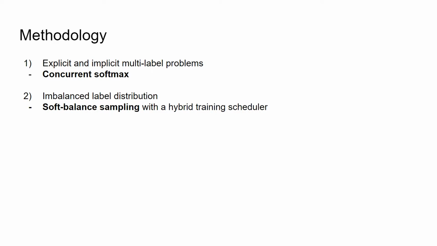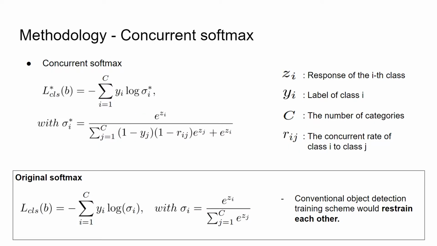The first one is the concurrent softmax for explicit and implicit multiple label problems, and the second one is soft balance sampling with a hybrid training scheduler for solving the imbalanced label distribution problem. First, the concurrent softmax is designed based on the softmax loss, but the conventional object detection training scheme would make categories restrain each other. So let's look into what is added to solve the problem.